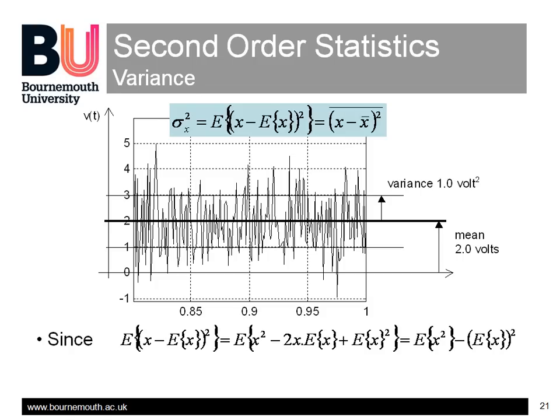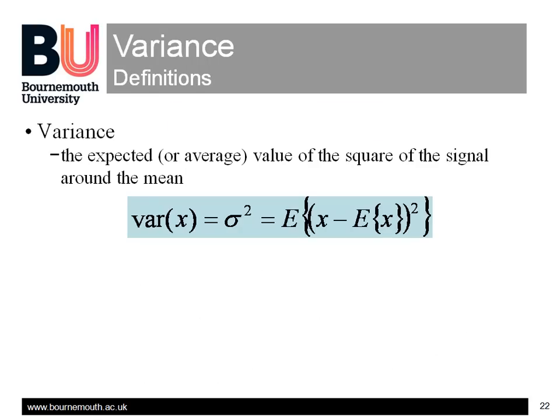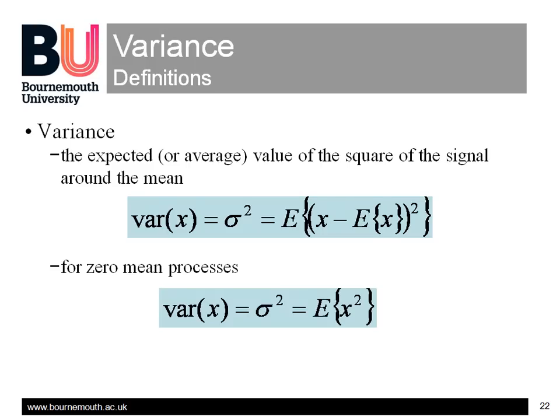It states that the variance of a non-zero mean process is the mean value of the square of the signal minus the square of the mean of the signal. However, we can avoid this complication by considering zero mean signals only wherever possible, when the variance is simply defined as the mean value of the square of the signal. So to summarize, variance is the average value of the square of the signal amplitude from the mean. For zero mean signals, it's simply the average value of the square of the signal, and we can calculate it either directly from the signal itself or by using our distribution function formula.